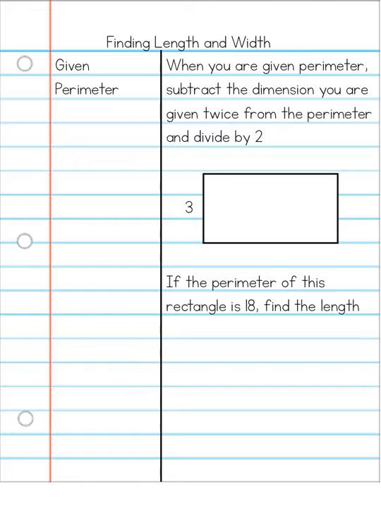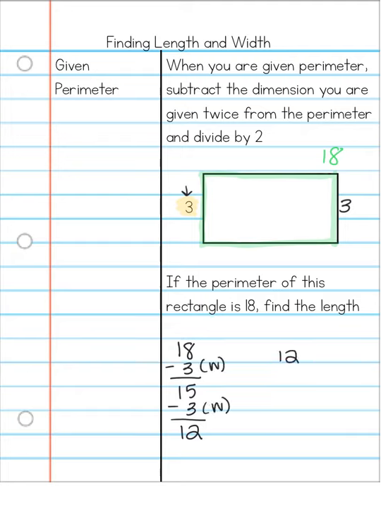If the perimeter of this rectangle is 18, find the length. So what we know about this rectangle is the width of 3. And I know if this side right here is 3, then this side also has to be 3. And the perimeter, or the entire distance around the outside, has to be 18. So I can take that 18 and I can subtract the amount that was used for each of the widths.